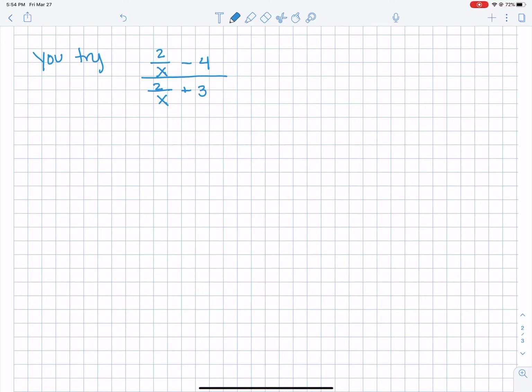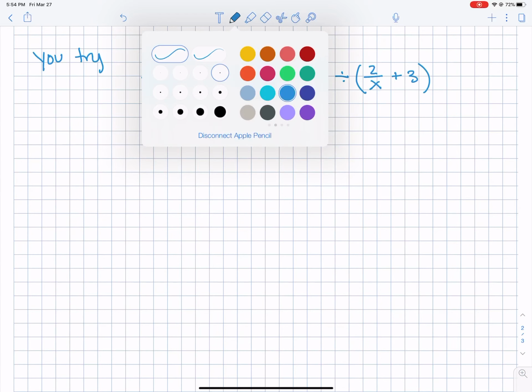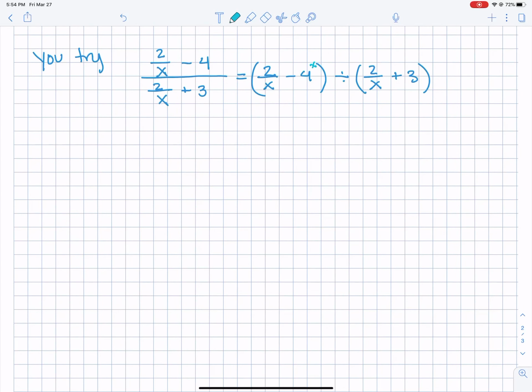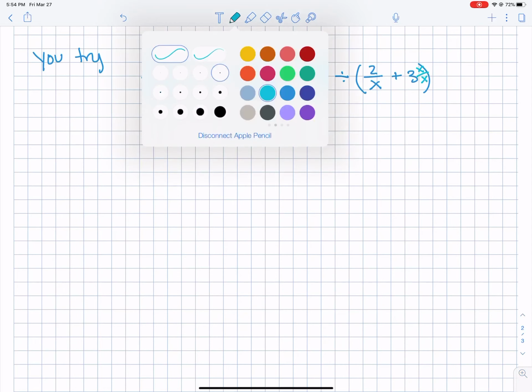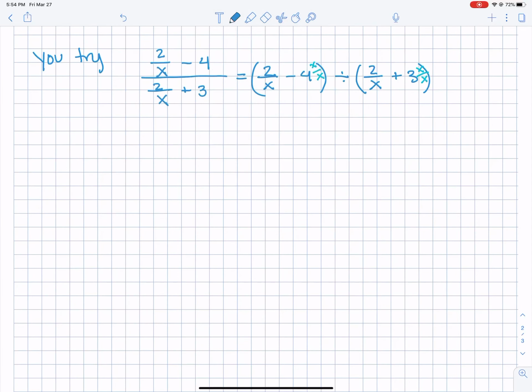Okay, so what we're going to need to do first is I'm going to rewrite this. And I'm going to put some parentheses around this because now we're dividing 2 over x plus 3. First thing that I need to do is that I'm going to multiply this guy by x over x and my 3 by x over x, meaning that I am going to get 2 minus 4x all over x divided by 2 plus 3x all over x.